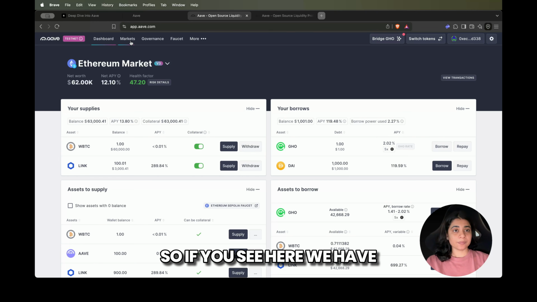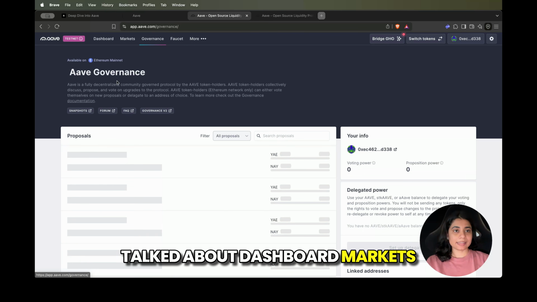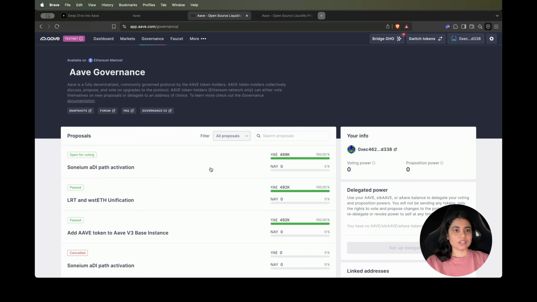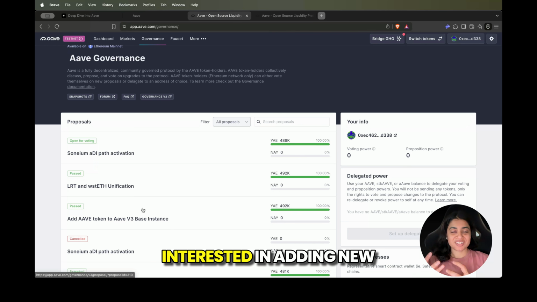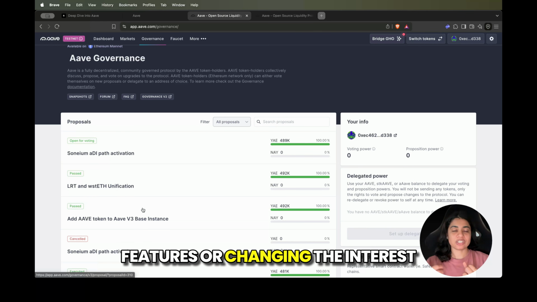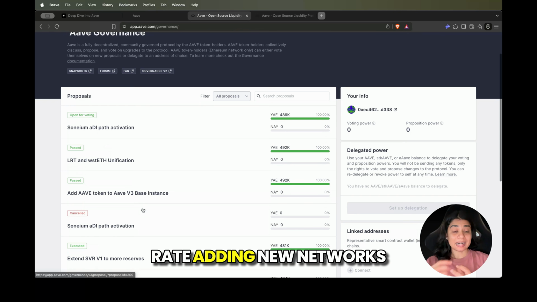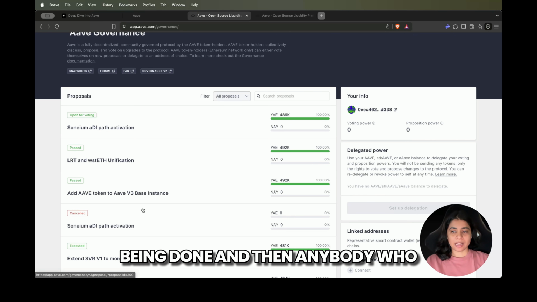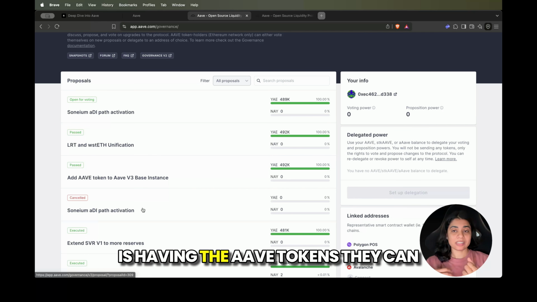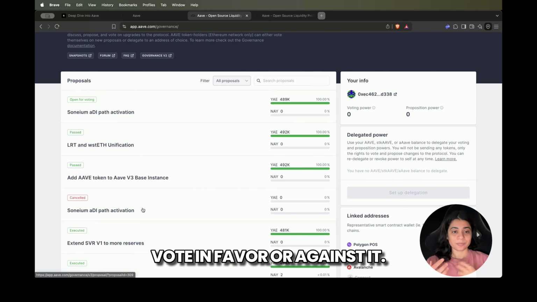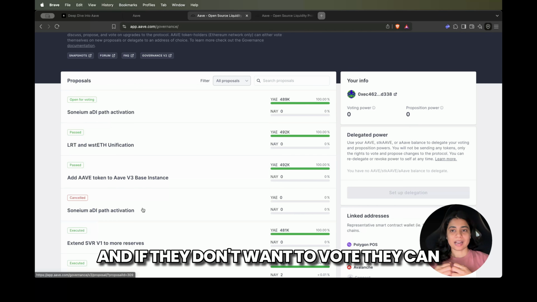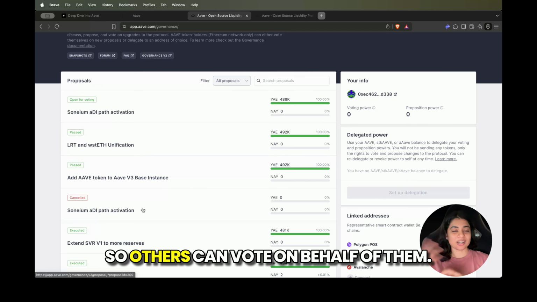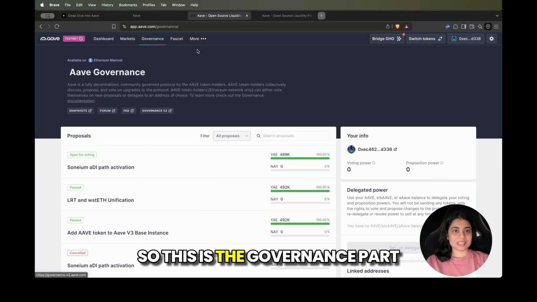So if you see here, we have talked about dashboard, markets, and then the Aave governance is also there, which is just available on the Ethereum mainnet. So this is where people who are interested in adding new features, changing the interest rate, or adding new networks propose something. This is where the proposals are being done. And then anybody who has Aave tokens can vote in favor or against it. And if they don't want to vote, they can delegate their vote to others, so others can vote on behalf of them. So this is the governance part.